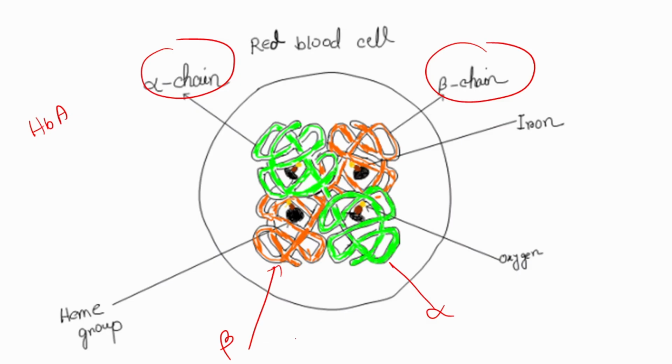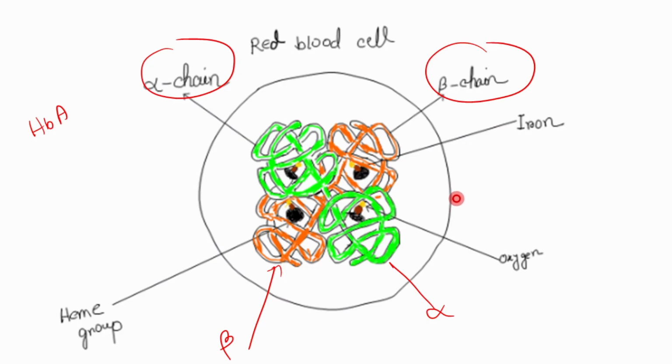Tucked safely inside the folds of each of these 4 globin chains is a non-protein prosthetic molecule called a heme group. These are the heme groups shown in the image. At the absolute center of every single heme group sits an atom of iron. The brown-colored particles or dots are symbolized as iron here.